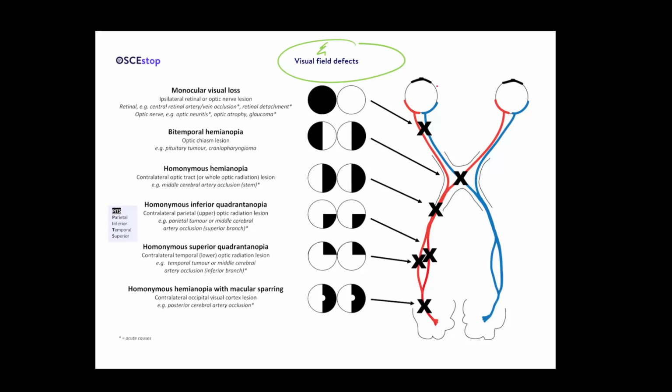Now there are two fields, the nasal field and the temporal field. I'm sorry, the nasal part of the retina and the temporal part of the retina. The nasal part will be looking at the temporal field of the particular eye, whereas it's vice versa when it comes to the lateral most part of the retina. Are we clear?